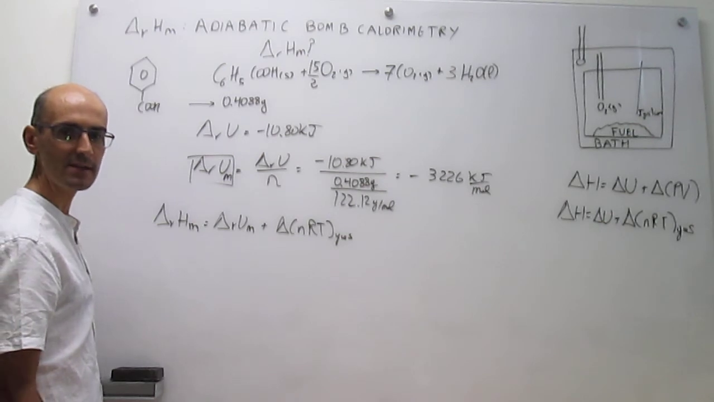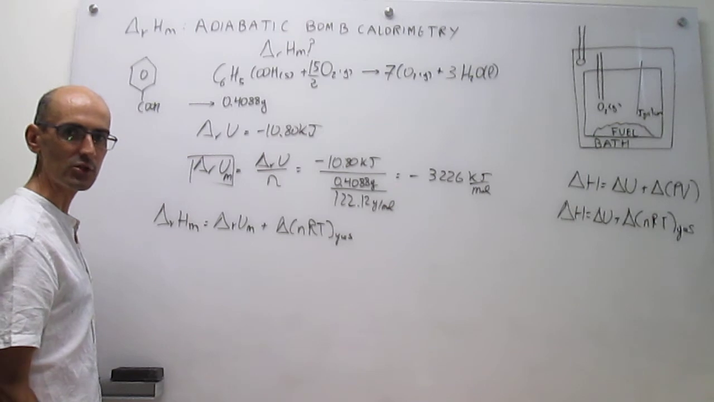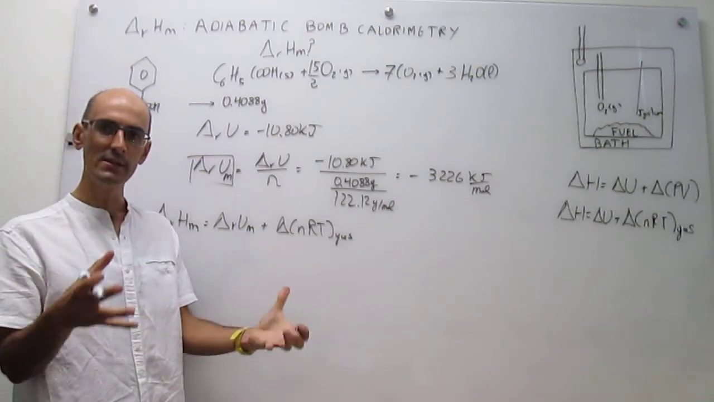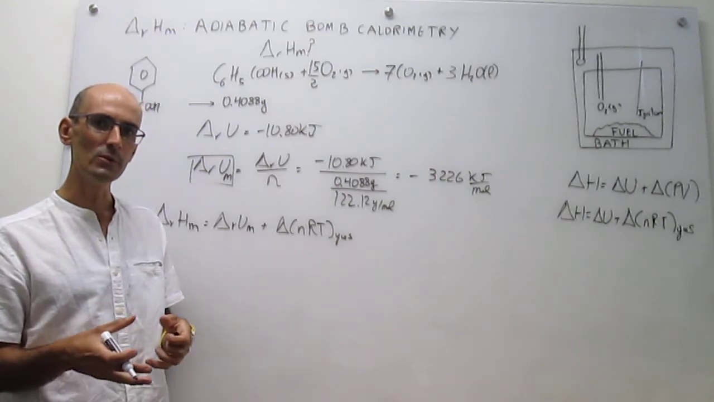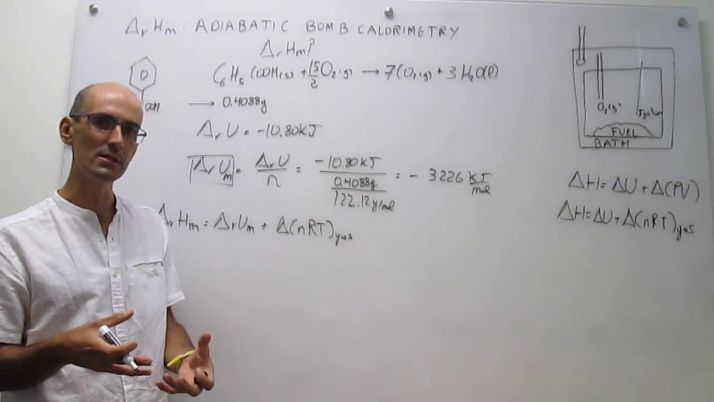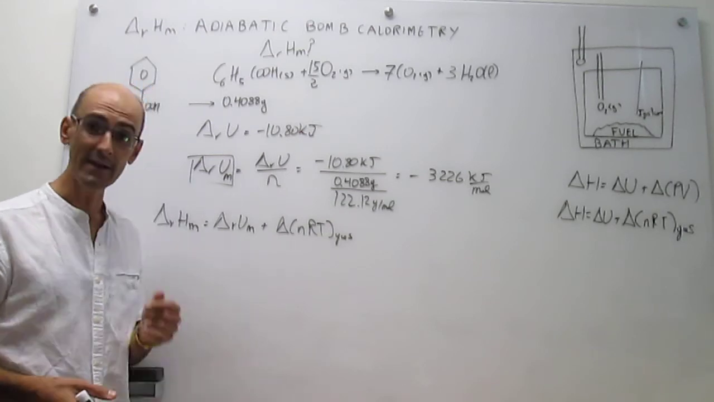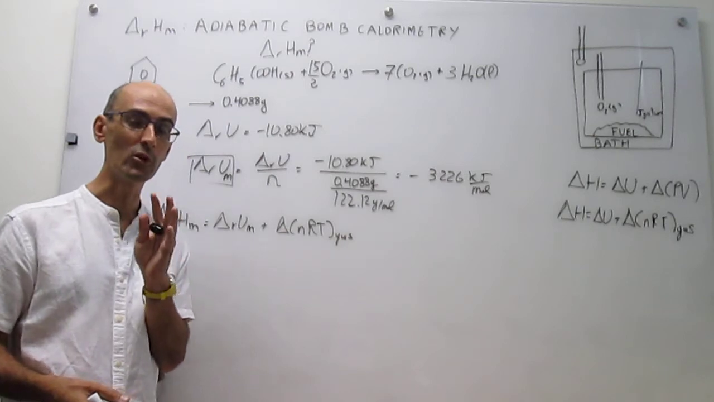And it turns out that that change in temperature is actually negligible. For all intents and purposes, you can assume that the container is so large compared to the amount of reaction that you're using, that the reaction is practically isothermal, right? That is an approximation, but it's an approximation that works really well.